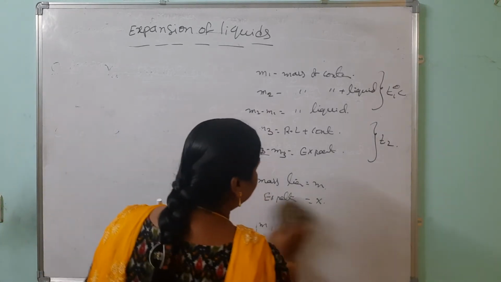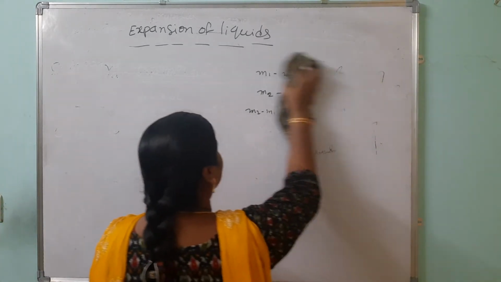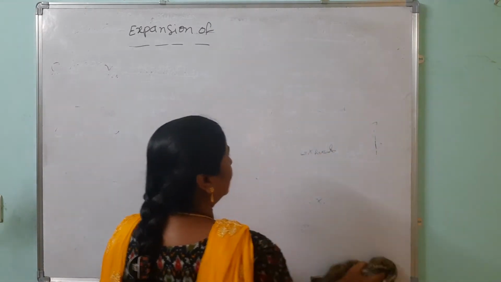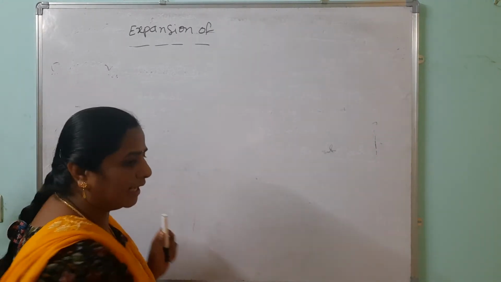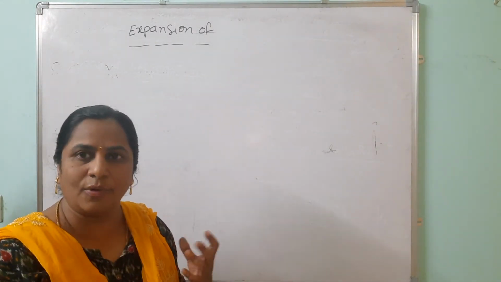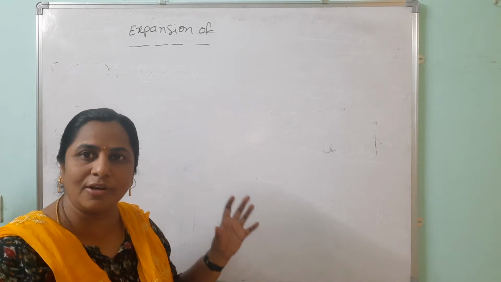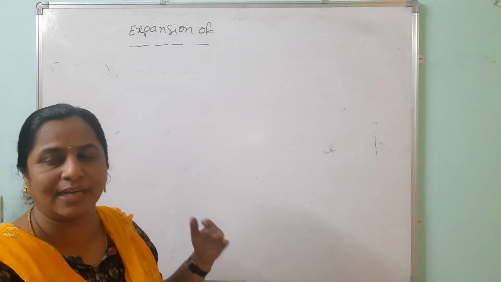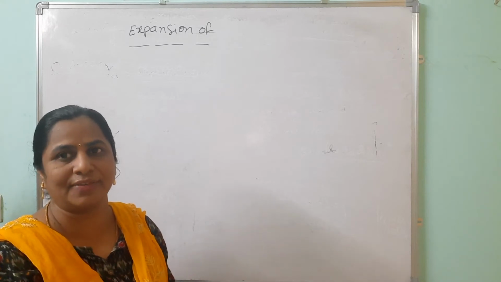When we are going through the solids, we observed that expansion in 3 dimensions along the lengthwise, area wise and volume wise. That's why there are 3 types of expansions. In liquids, only volume expansion is there. In that volume, real expansion is called the real coefficient of expansion. Another one is the apparent coefficient of expansion.